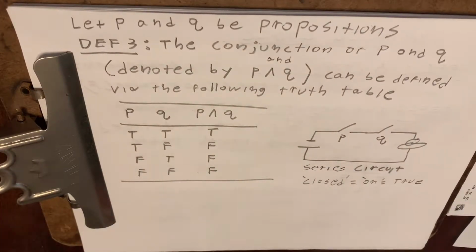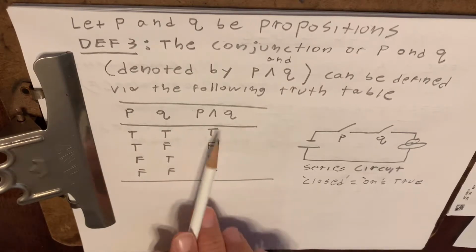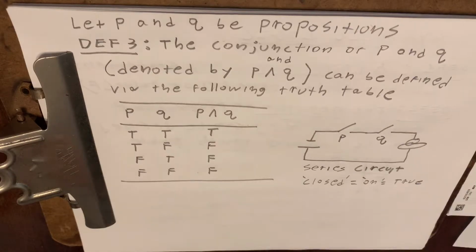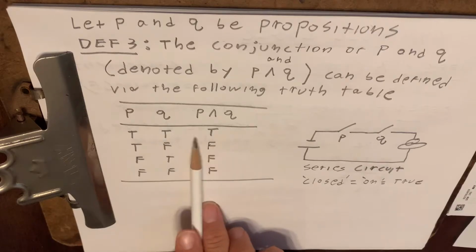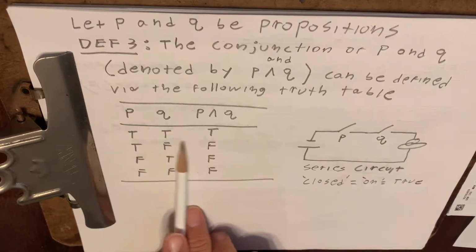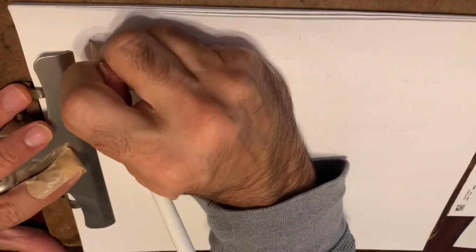So this is the easiest way to remember the conjunction of P and Q, which is more easily said as P and Q. There's only one way for P and Q to return a true truth value, and that is if both propositions are true. Okay, that's easy enough. Let's do definition 4. I'm sure you can figure out what that is. That would be the disjunction, or the or.